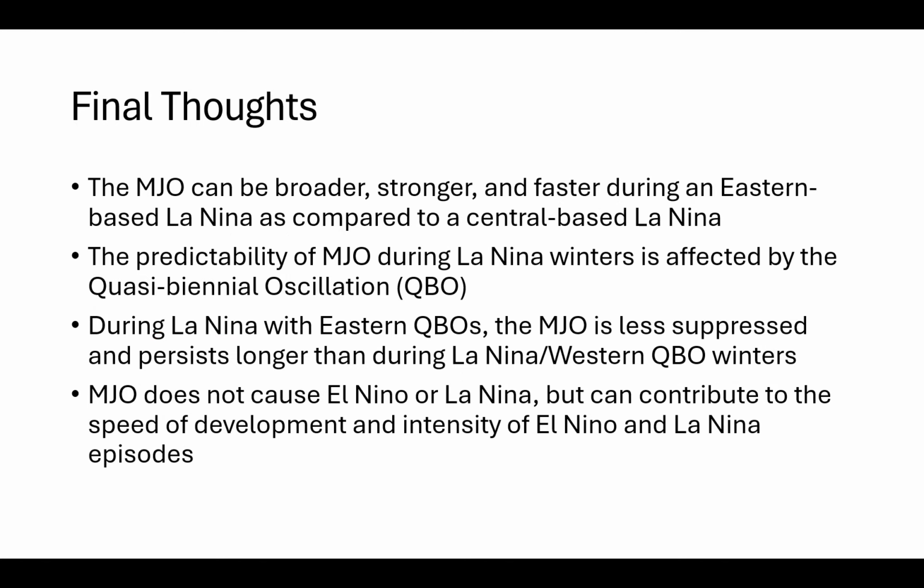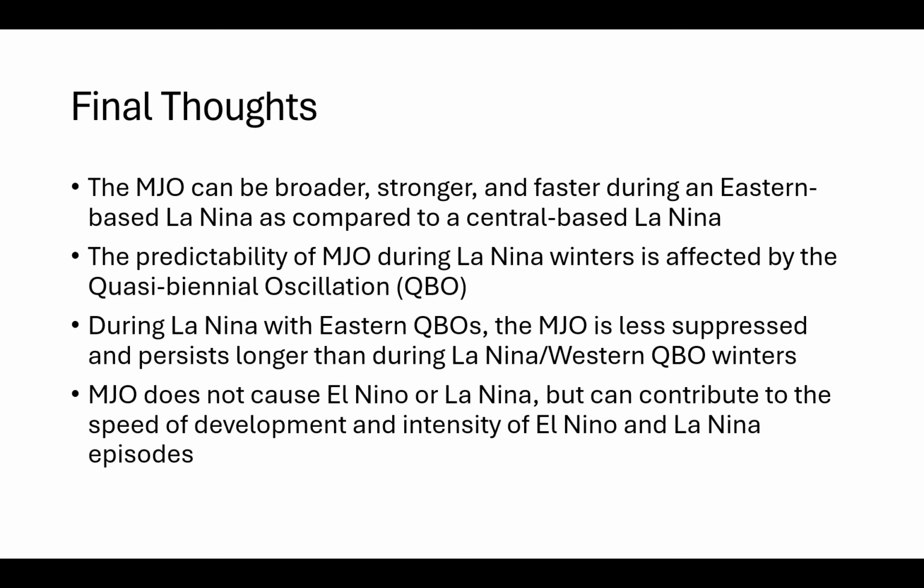And then finally, the MJO can be broader, stronger, and faster during an eastern-based La Nina as compared to a central-based La Nina. What in the world are we talking about here when we talk about eastern-based La Nina versus central-based? It all has to do with the water temperatures, okay? Where do those cooler than normal water temperatures set up in relation to the equatorial, eastern, and central Pacific? I'll show you an example of that here at the end. I'll go back to the title slide and kind of show you that.